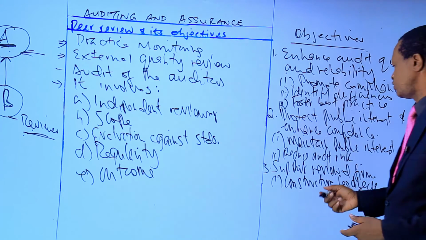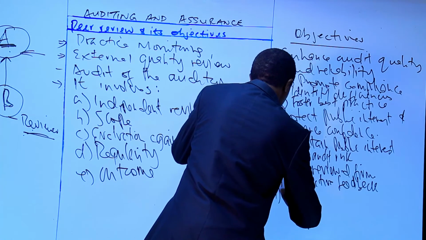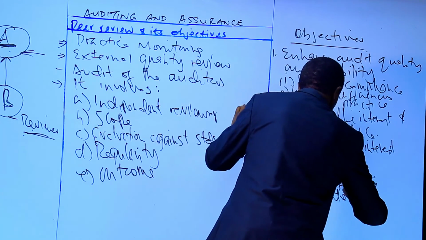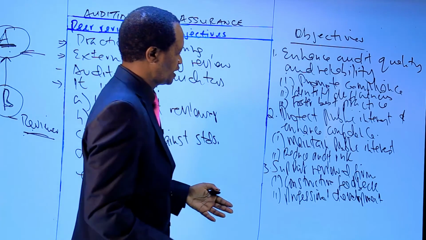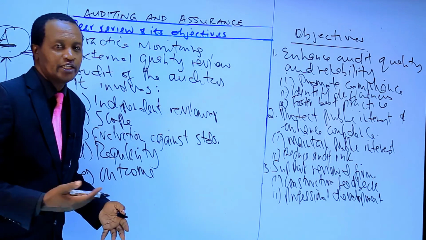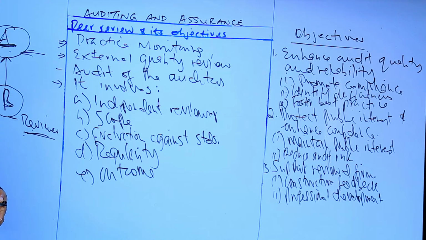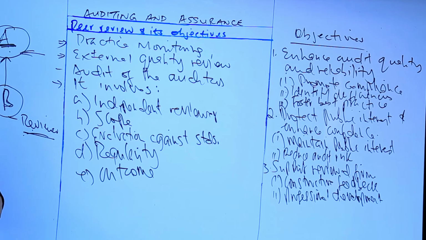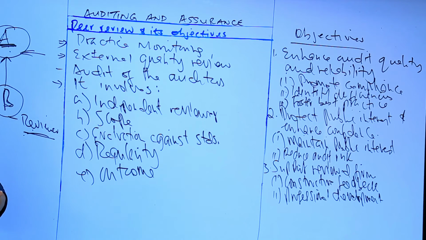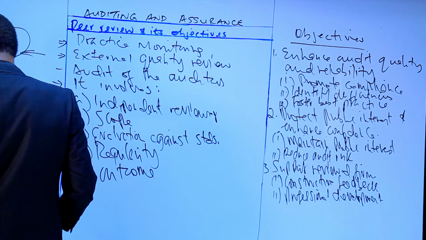There is also the aspect of professional development. The reviewed firm can also gain quite a lot, because the review process can highlight areas where the firm or the personnel of the firm may need additional training or professional development to keep up with evolving standards or complex areas. You understand? Let's move on to the fourth objective.